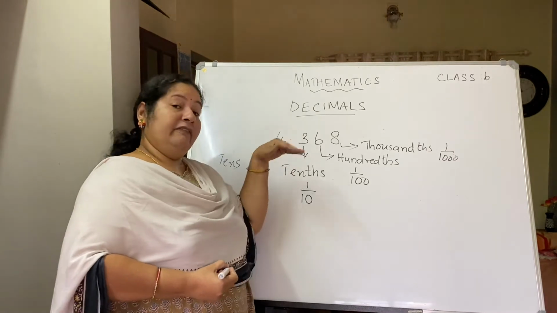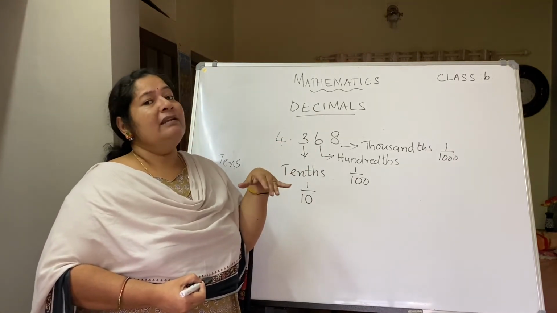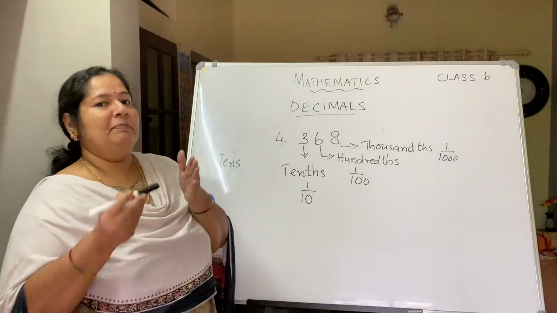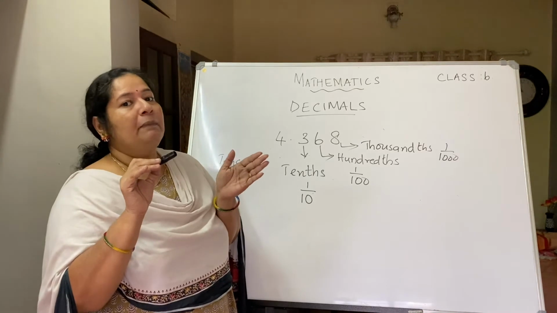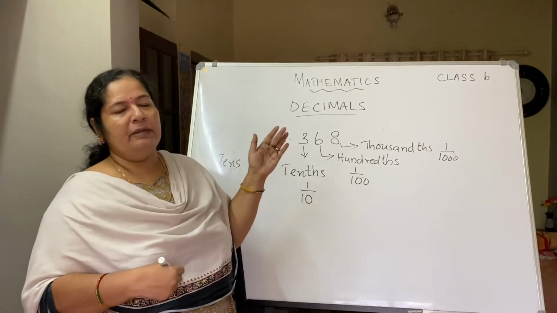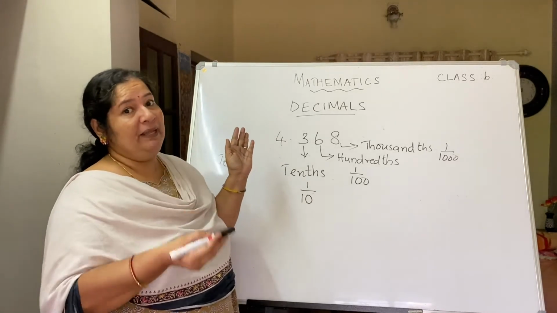So there are places further. The next place, what would it be? Ten-thousandths place. But we are not going beyond the thousandths place. We are confining ourselves up to 3 decimal places. So which are the 3 decimal places? The first one, that is soon after the decimal point.